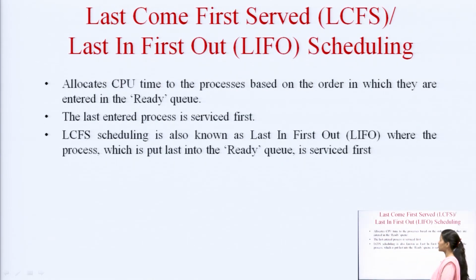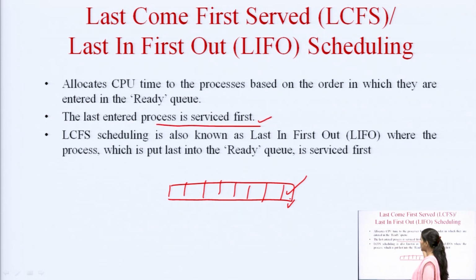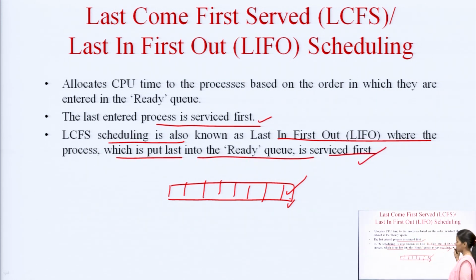Now, we will come to the next scheduling scheme, that is last come first served, LCFS, and last in first out, LIFO. You can call it by any of the names. In this scheme, which is just the opposite of the previous one, the process that has entered the queue last will be executed first. So, this is just the opposite of the normal queue system. The last entered process is serviced first. LCFS scheduling is also known as last in first out, where the process which is put last into the ready queue is serviced first.